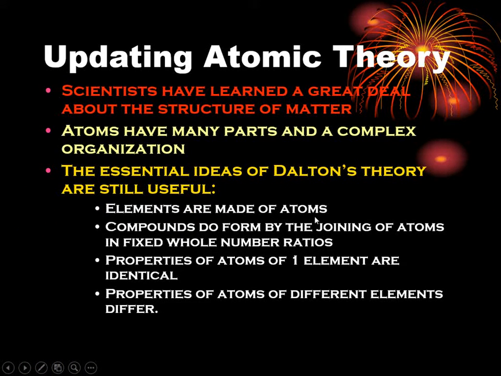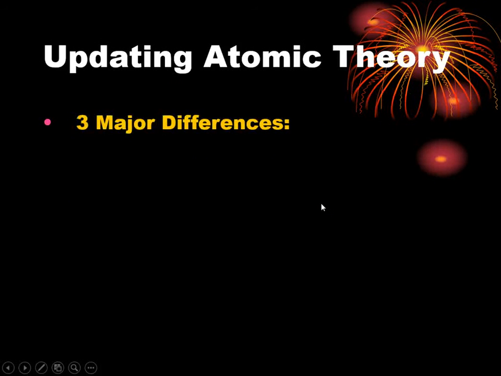So atoms have many parts, and they're a complex organization. This is the list of Dalton's ideas that are still useful. So if you want to know Dalton's ideas that we still use, it's right here. Elements are made out of atoms. Compounds do form by joining atoms in fixed whole number ratios. Properties of atoms of one element are identical, and properties of atoms of different elements differ. But there are some differences that we take away from Dalton's original ideas.